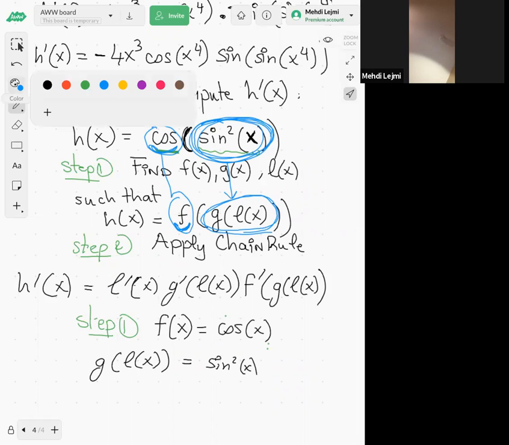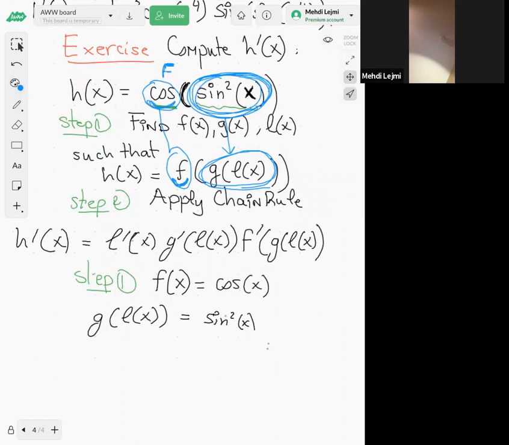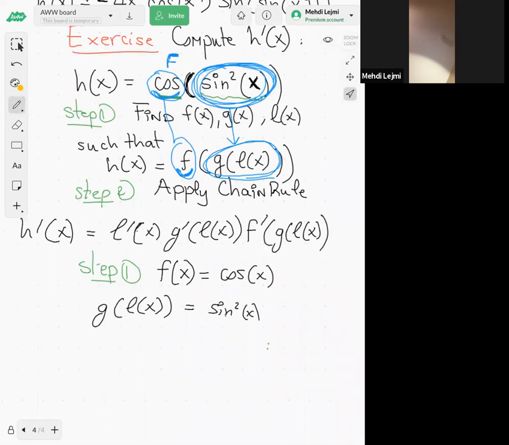Now, if my g of l of x is sine square of x, what's g and what's l? Well, it's g of l of x, so sine square of x is not sine of 2x or sine of x squared. It's the square of sine of x. It's not sine of x squared. It's the square of the sine.